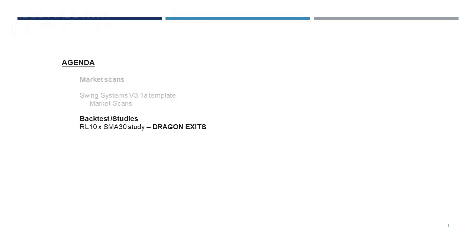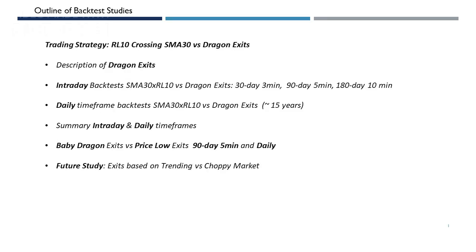Next, we will dive into the backtest studies, focusing on the RL10X SMA30 study and Dragon exits. We will explore various exit strategies and their performance. The backtest studies will cover the RL10 crossing SMA30 versus Dragon exits. We will look at intraday and daily timeframe backtests, summary, and future study directions.